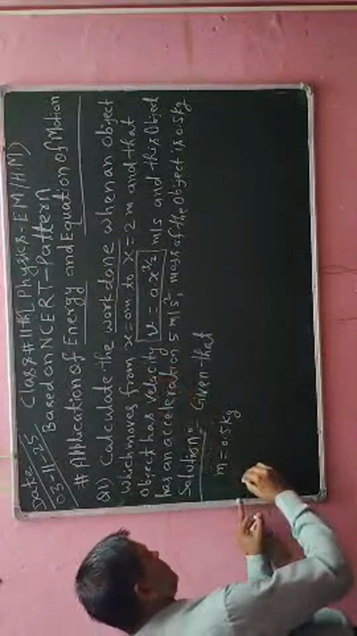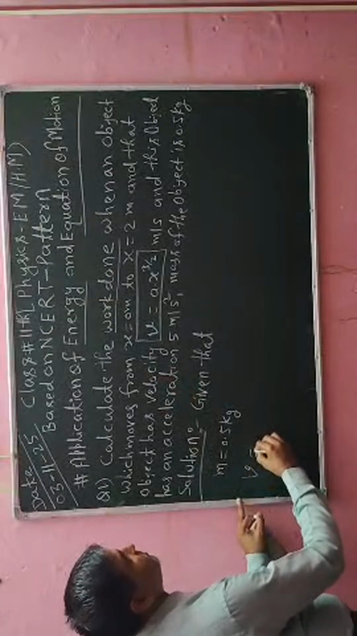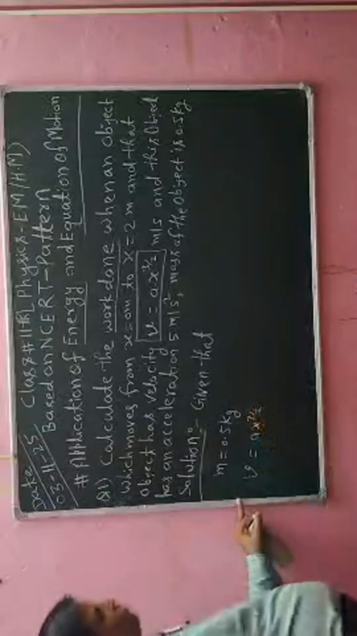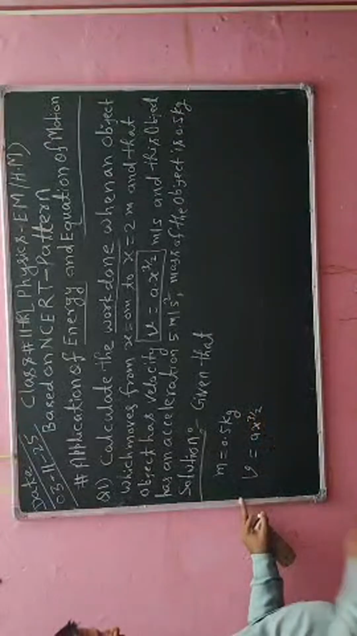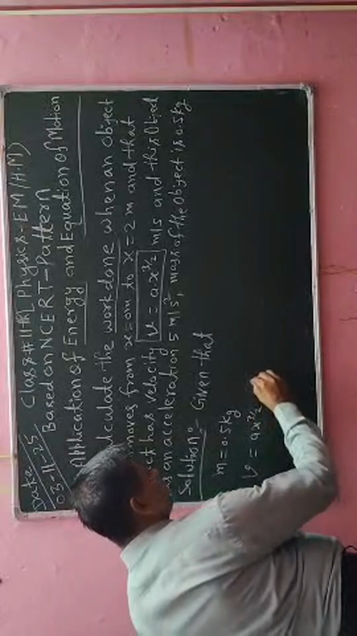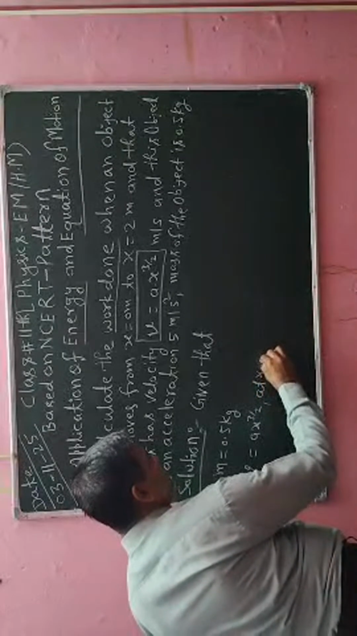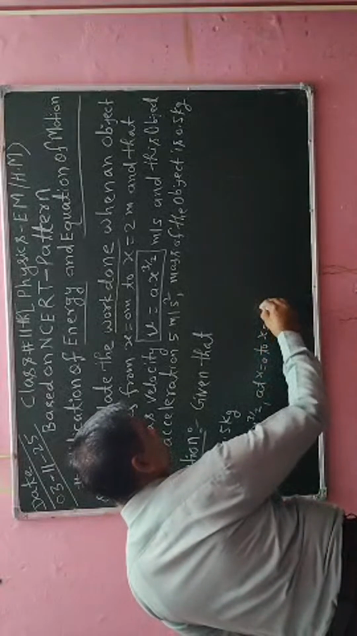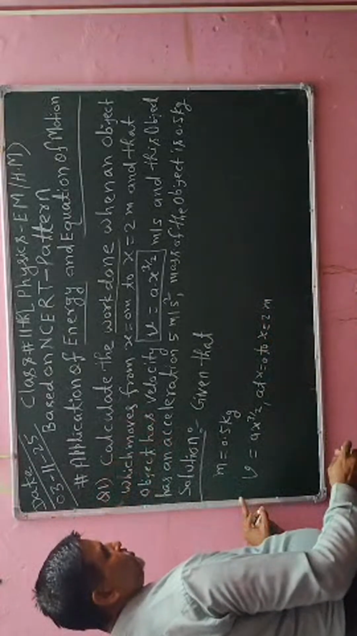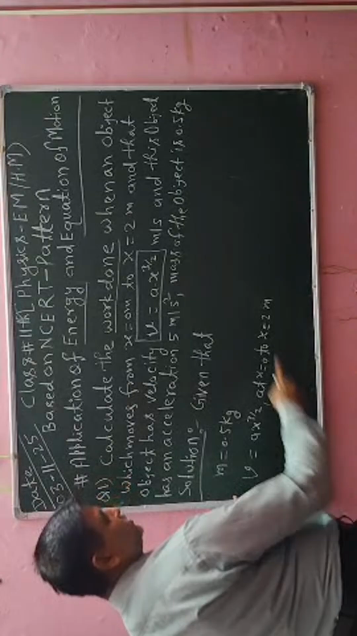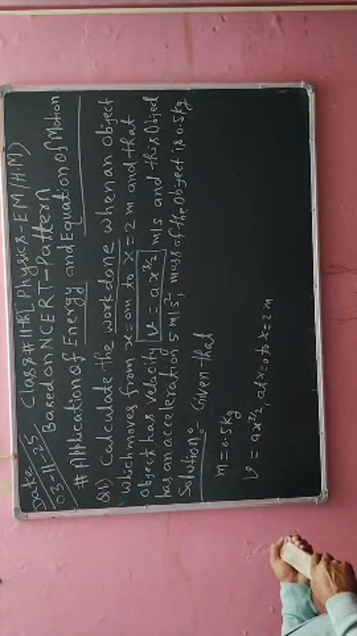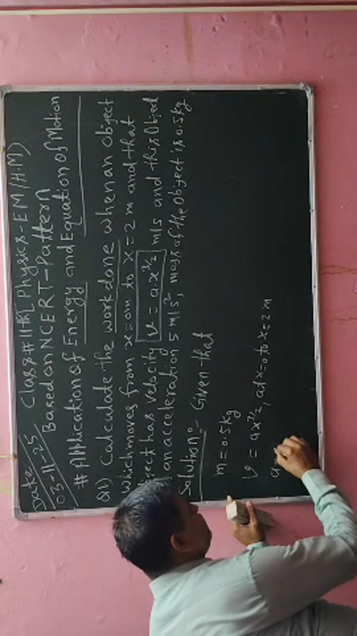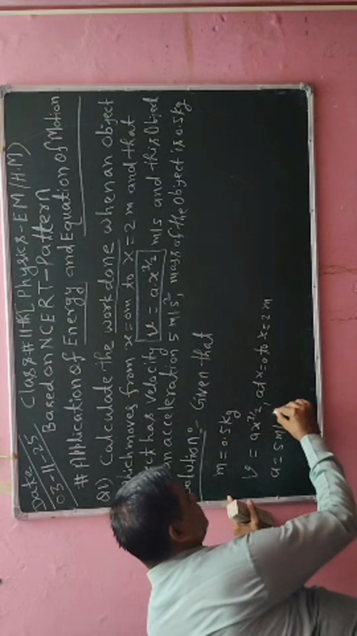and velocity is given, that is v is equal to a into x to the power 3 by 2. Now we have to consider velocity from x equals 0 meter to x equals 2 meter. And the acceleration of the object is also given, that is a equals 5 meter per second square.